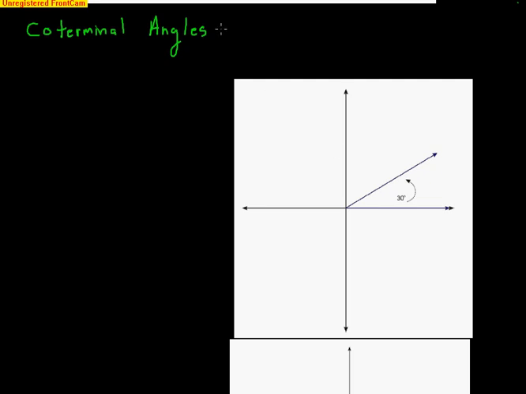Angles that share a terminal side. Now remember, every angle, no matter what, shares the initial side, because every angle, no matter what, starts on the positive x-axis. So angles that share a terminal side. Okay, so let's talk about 30 degrees, for example. So here's a beautiful picture of 30 degrees. Give me another angle that would end at 30 degrees as well.